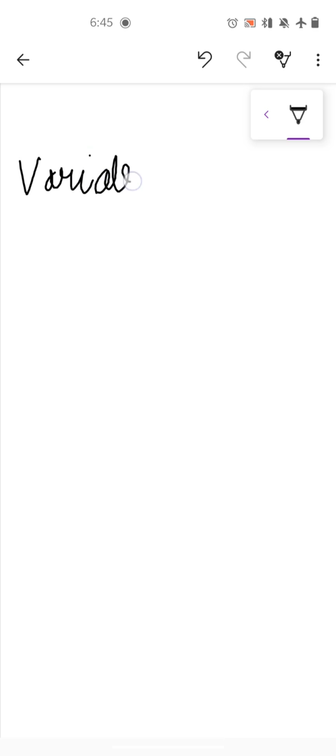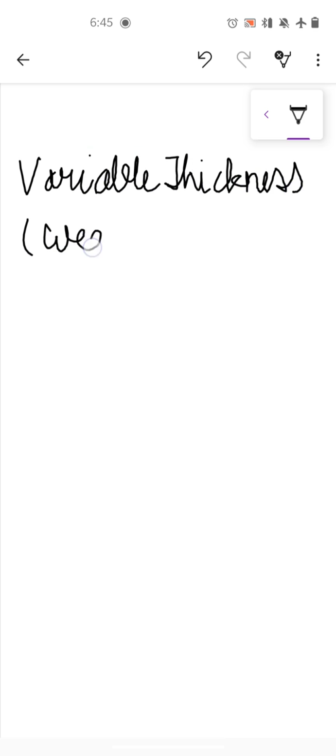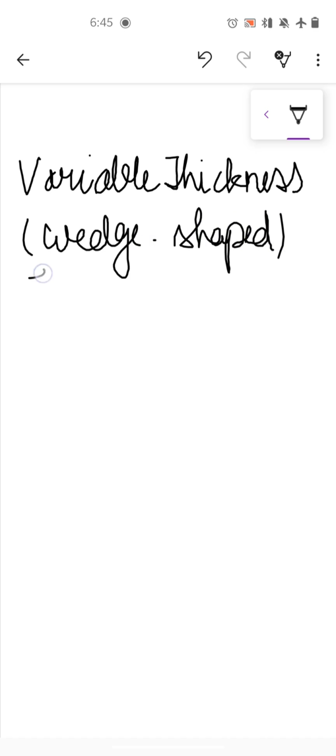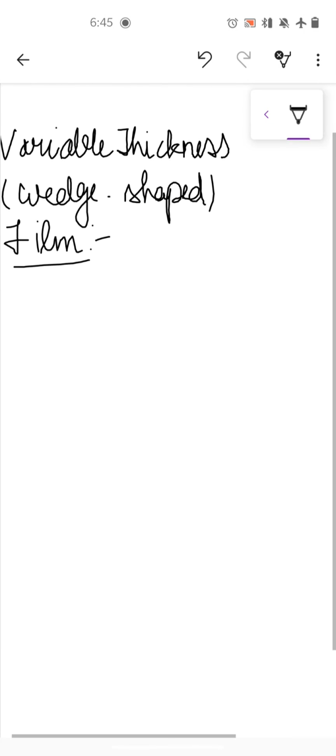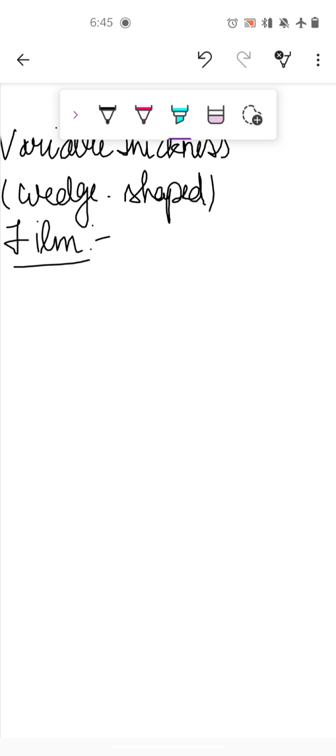On last turn, I was talking about variable thickness, or we can say wedge shaped film. So everybody knows what is a film or a thin film. Here I was discussing how the interference pattern occurs in a wedge shaped film.